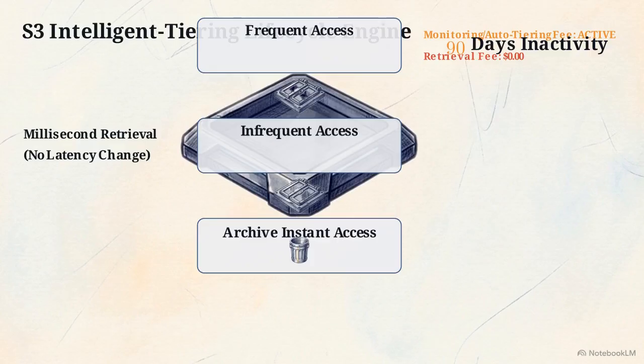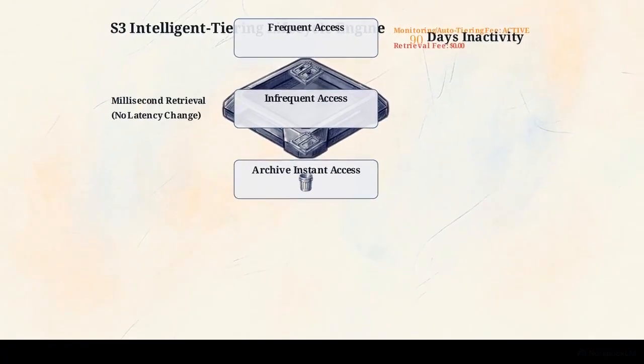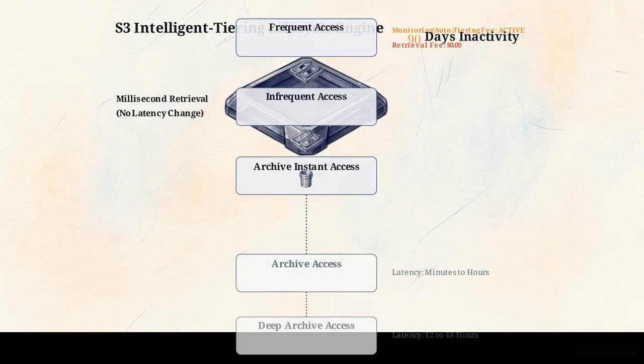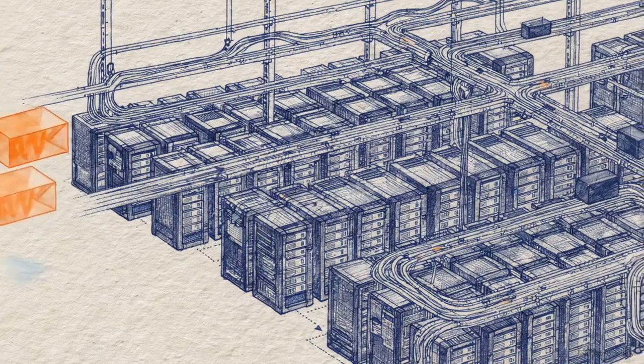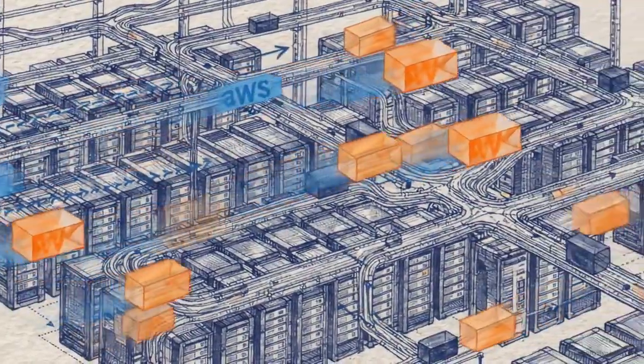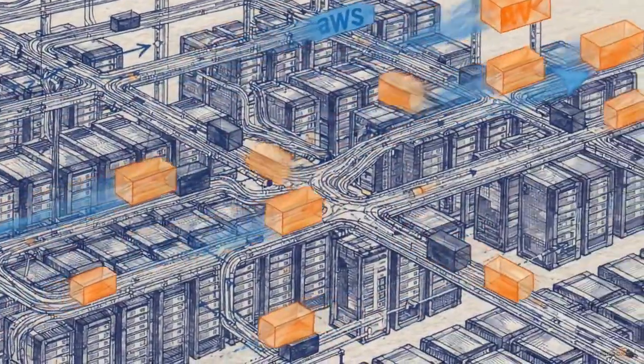You can also enable optional deep configurations. These nodes shift objects untouched for up to 700 days into Archive and Deep Archive Access tiers, which do introduce minutes to hours of retrieval latency. Intelligent-Tiering converts a static storage bin into a dynamic state machine, neutralizing the risk of catastrophic retrieval fee spikes.